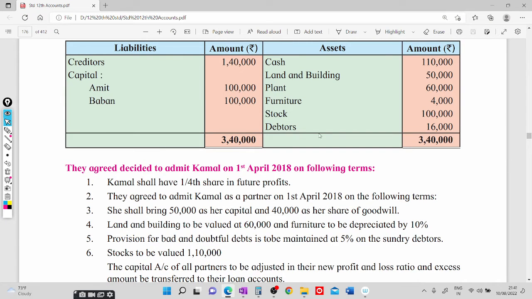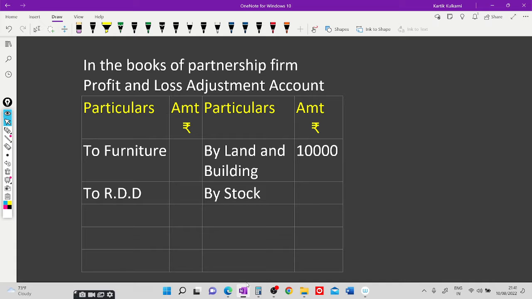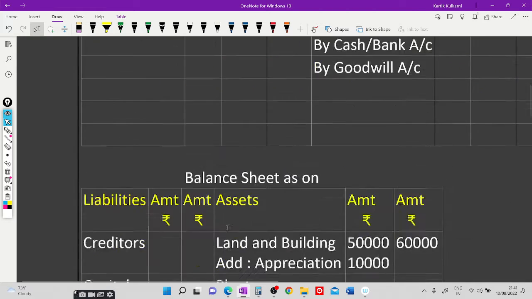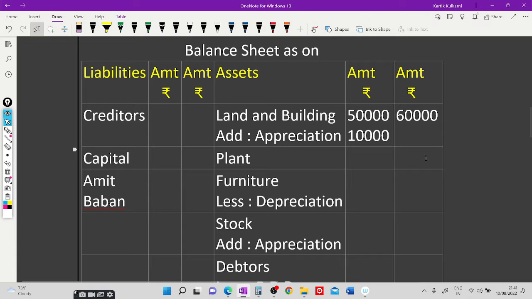Then plant 60,000 is as it is. There is no change in plant. So we will write the value of plant in the balance sheet with the same value, that is 60,000, outer column.